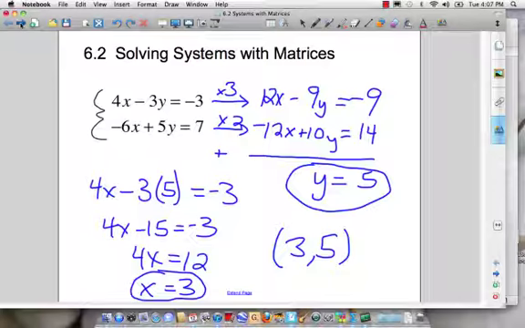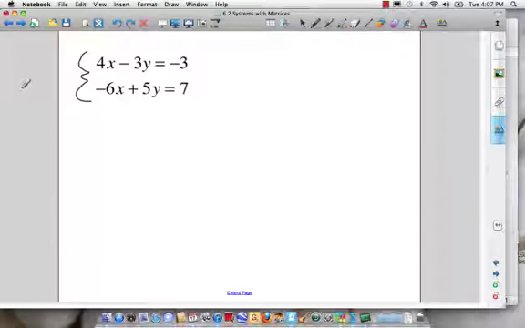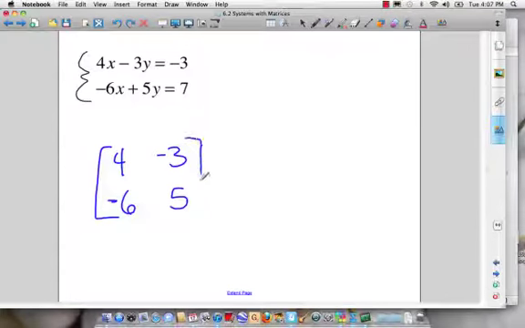Okay, so here's how you represent a system using matrices. I'm going to take the coefficients and make a matrix out of them. So 4, negative 3. That's 4x minus 3y. And then for the second equation, the coefficients are negative 6 and positive 5. And then what I'm going to do is multiply those coefficients by the variables x, y.